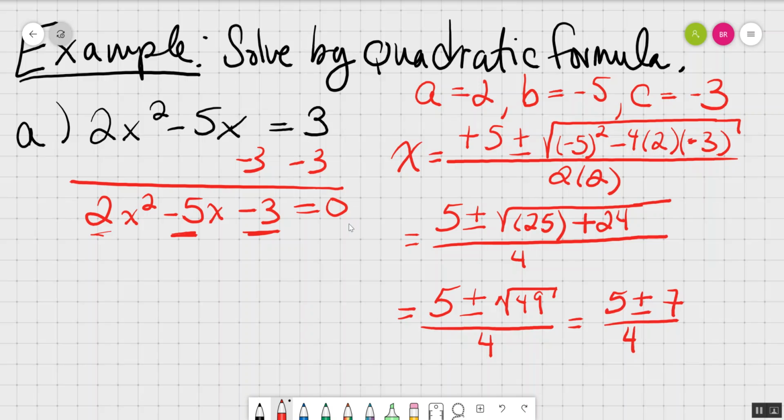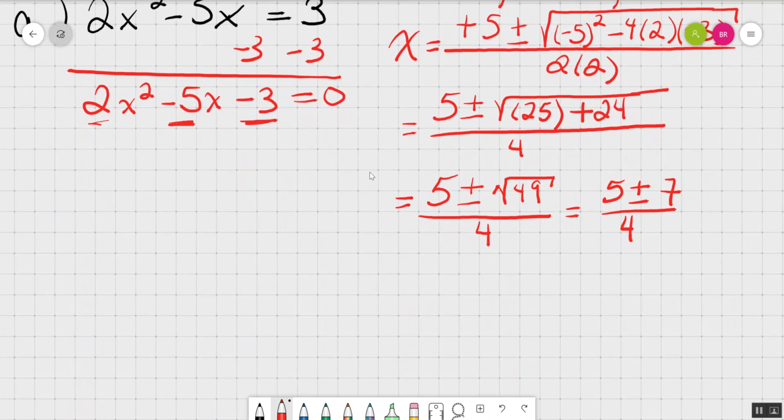Now, if you can reduce, I would actually suggest you write two versions of this. It gives you two answers. It gives you the plus version, 5 plus 7 over 4, and 5 minus 7 over 4. So remember, when you see that plus or minus, it's really telling you there's two answers. One's for the plus, one's for the minus.